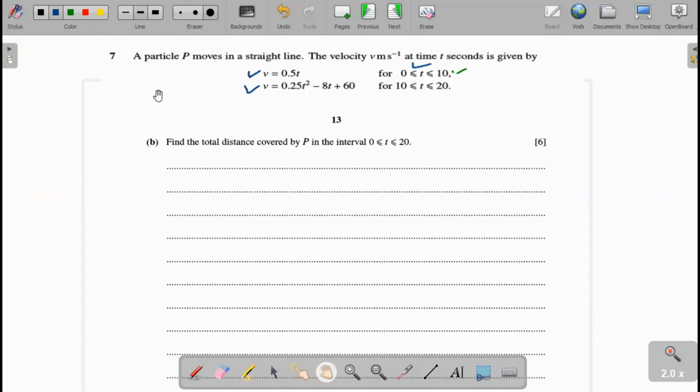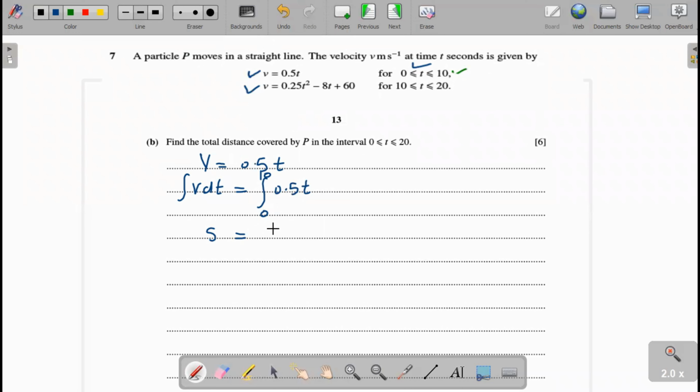Question 7, part B. Find the total distance covered by P in the interval 0 to 20. Here v equal to 0.5t. To find the distance, we have to integrate on both sides with respect to t, which gives the distance of the moving body. The interval is 0 to 10 seconds, so this gives the distance covered in the interval 0 to 10 seconds.